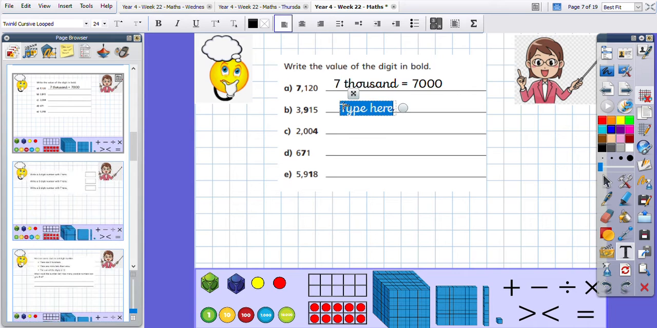What does each digit represent? Okay, so we've got 900, 4 1s, 70, or 7 10s, and we have 10. So well done if you got these correct.